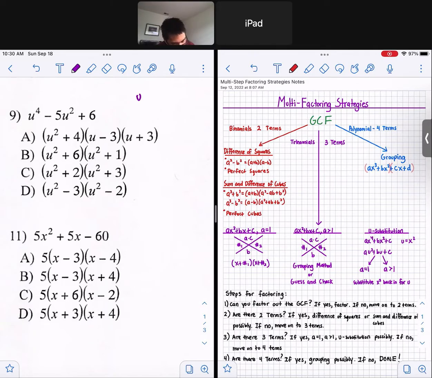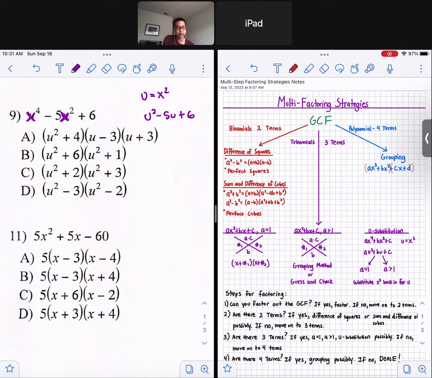So we're just going to pretend these are x's for now so that we can use our u sub. So I'm going to pretend u is x to the second k, so then that will give us u squared minus 5u plus 6. And again, apologize that I made those u variables.